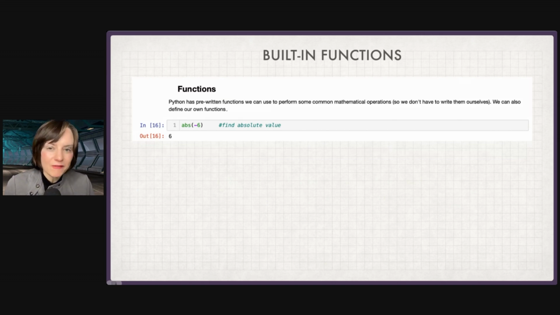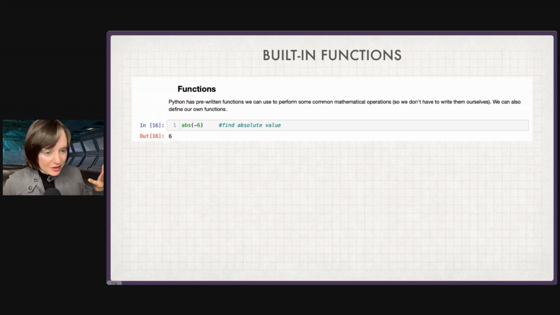There are built-in functions in Python. This means it's pre-written little bits of code. If you're using Jupyter Notebooks, it's going to show up in green when you type it, like here where it says abs. That stands for absolute value. And if I type abs parentheses -6, it will find the absolute value of 6. It will find the absolute value of whatever I put in those parentheses.